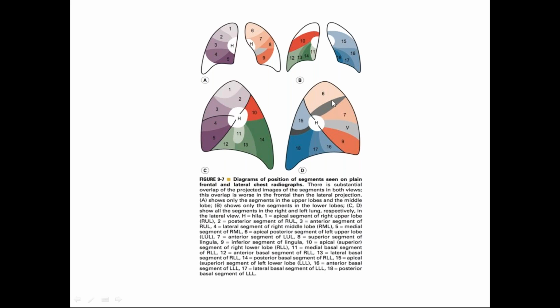Coming to left lung. This is the apical segment of left upper lobe, and this is the superior segment and medial, anterior, and the posterior segments of left lower lobe, and this is the inferior lingular segment, and this is the posterior segment of left upper lobe.